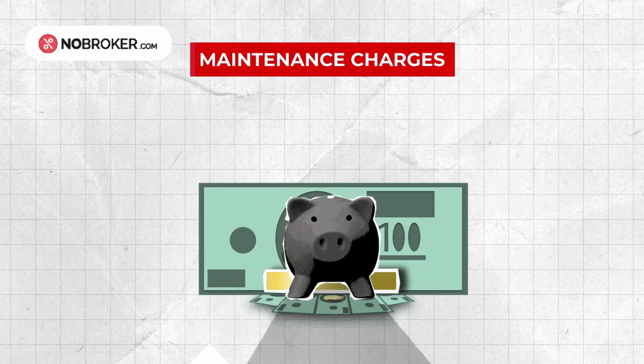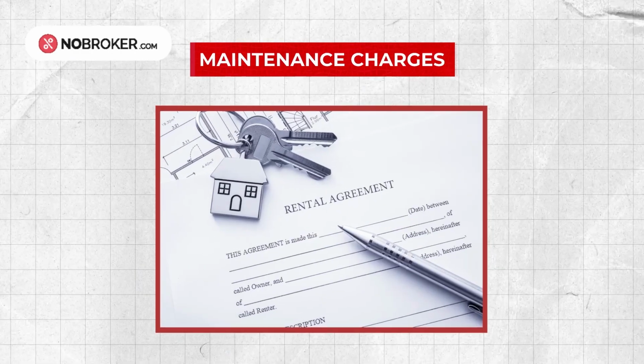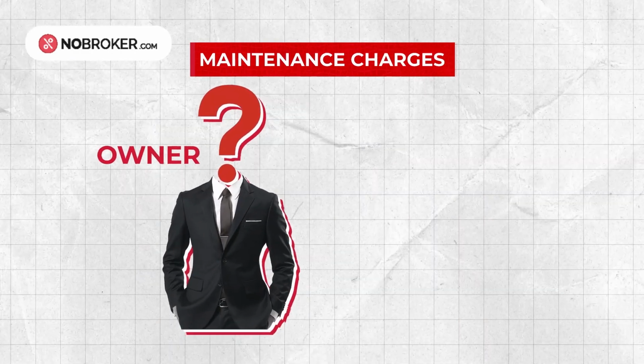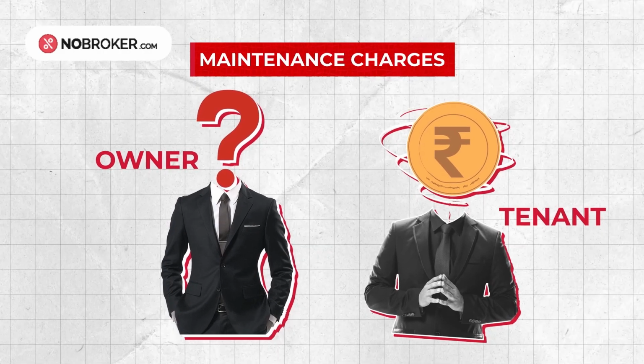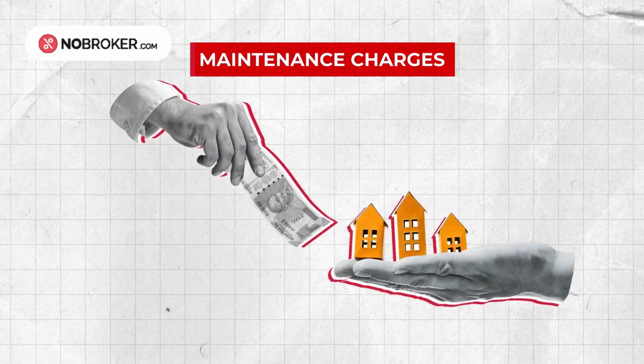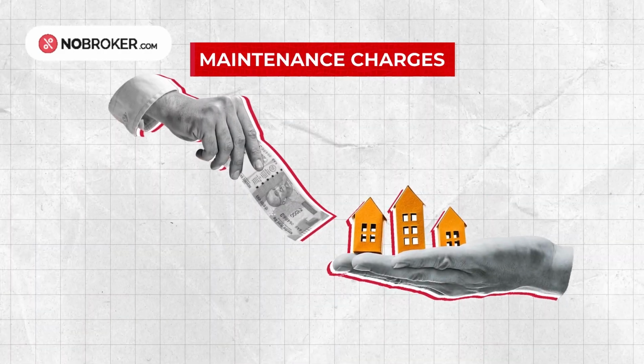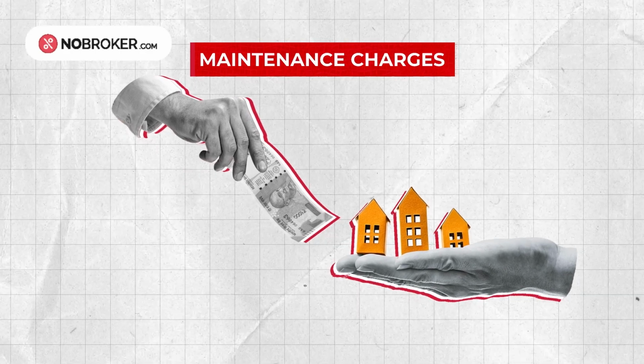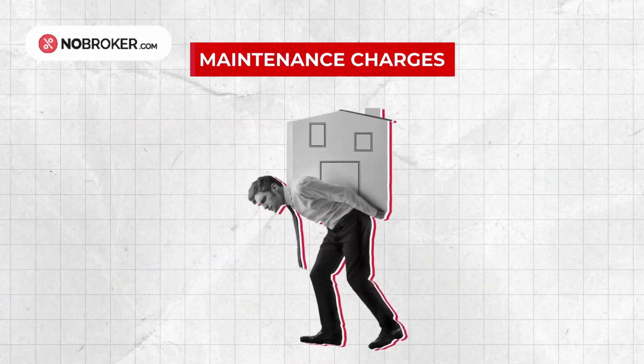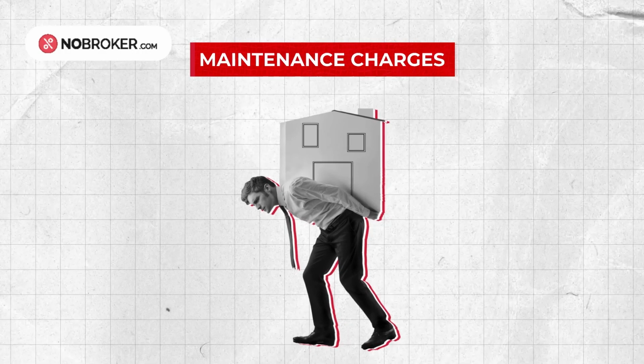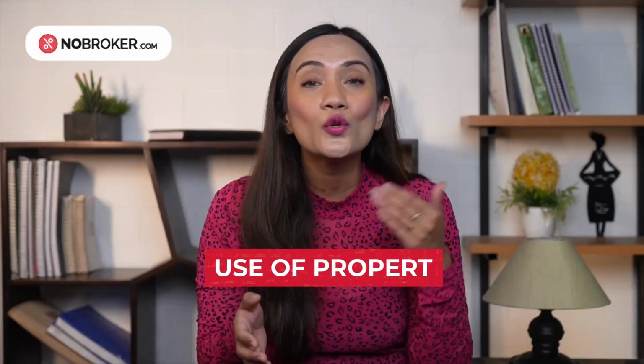Next is maintenance charges. The rental agreement should clearly state who is responsible for paying the maintenance charges. In most cases, you as a landlord will bear the cost of maintaining the structure of the building while the tenant is responsible for any damage caused by them.